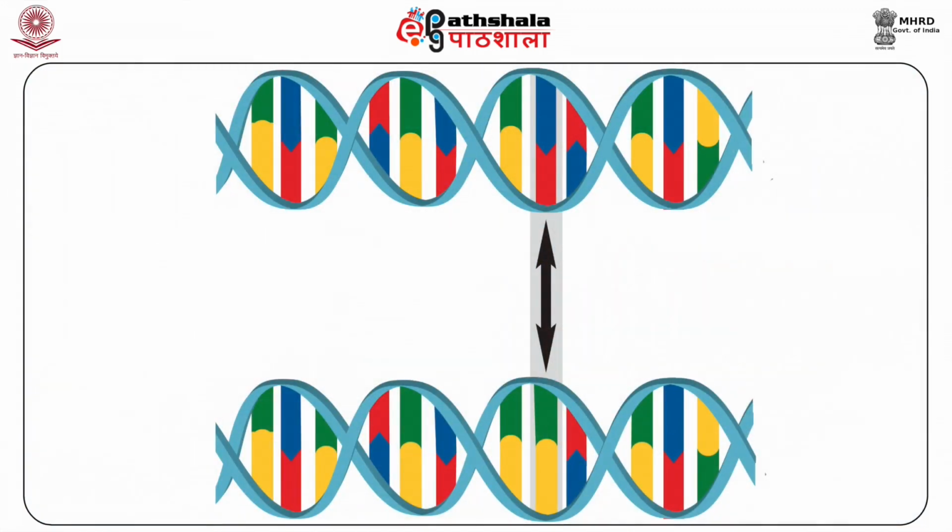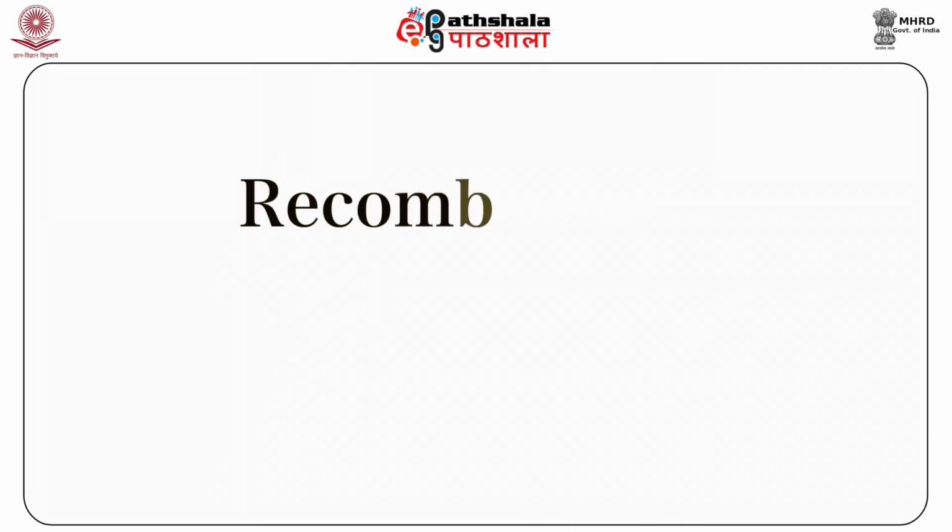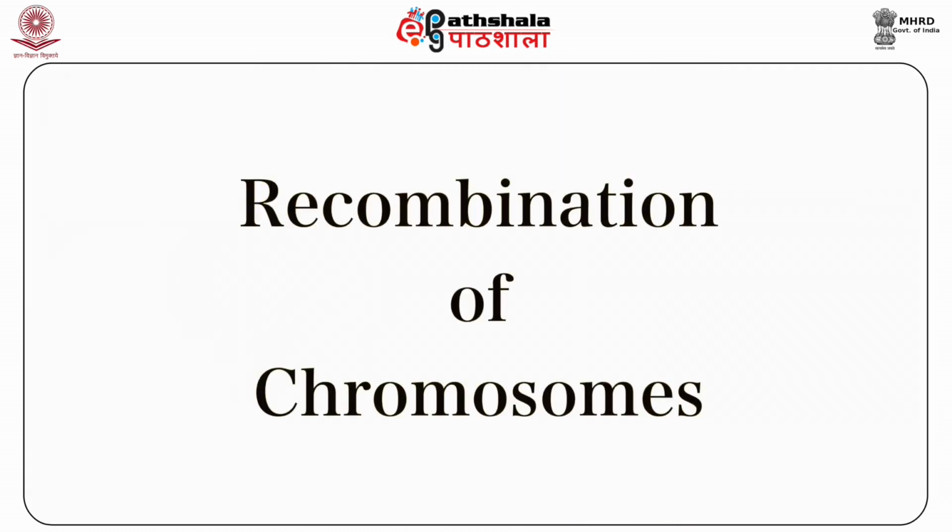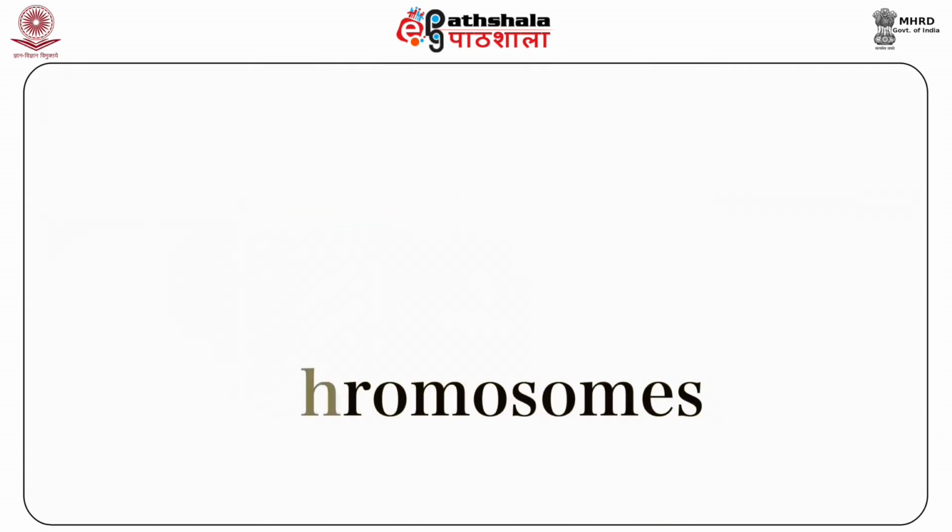Due to the damaging effects that mutation can have on genes, organisms have mechanisms such as DNA repair to prevent or correct mutations, reverting the mutant sequence back to its original state. Next is recombination of chromosomes.